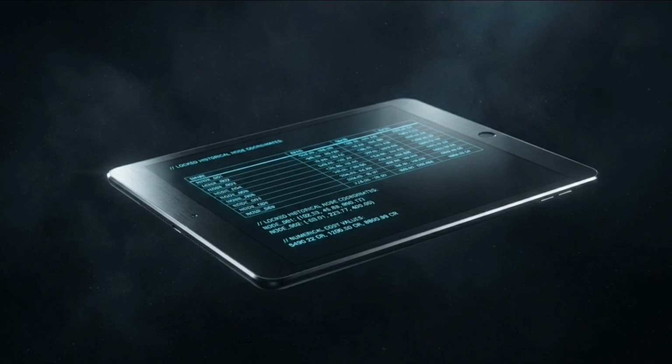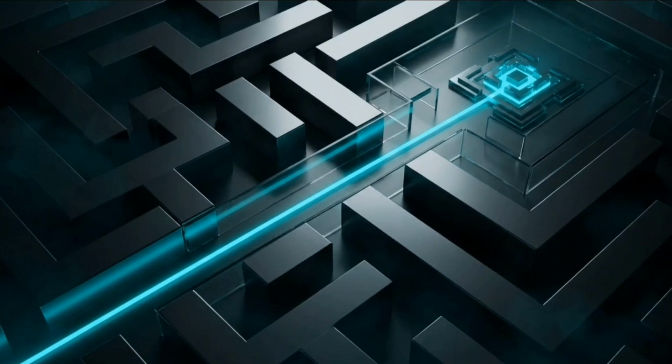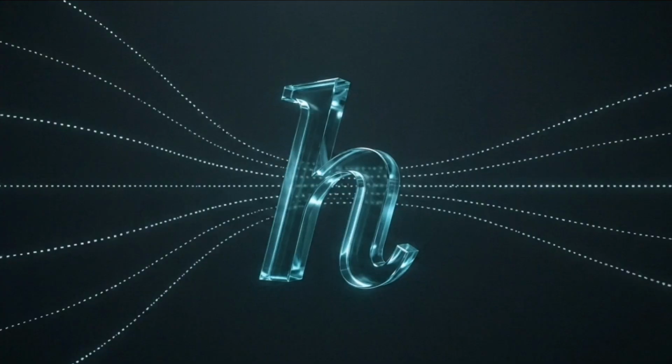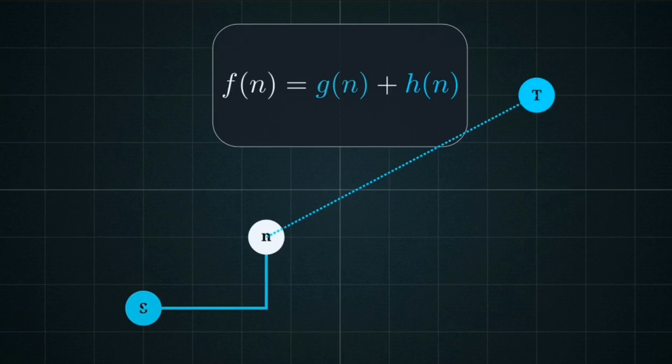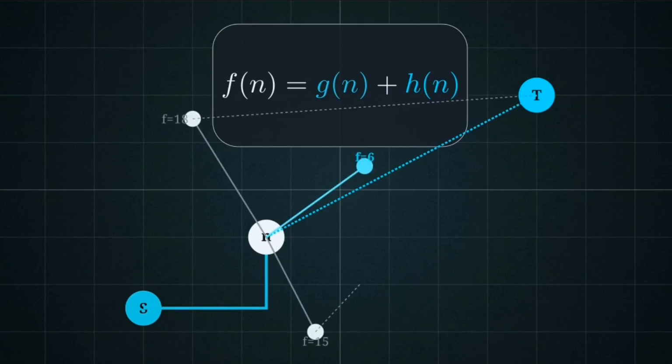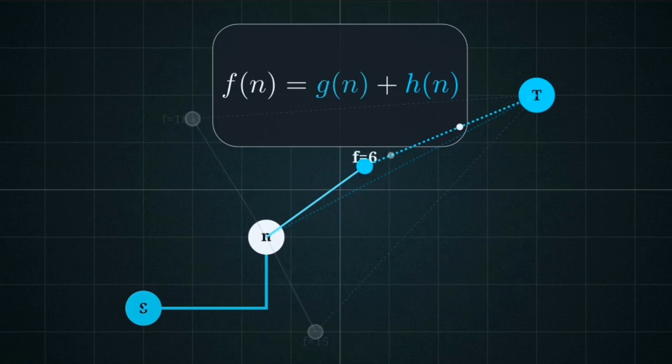The solution required a delicate balancing act. They had to maintain an exact record of the steps they had already taken, while simultaneously making highly educated guesses about the steps they still needed to take. That solution is the A-Star algorithm, and the secret to its efficiency is a single new variable called the heuristic. The total route cost, f(n), takes the exact known cost, g(n), and adds a mathematical estimate of the remaining distance, h(n). This estimate acts like a magnet, actively pulling exploration aggressively toward the target.